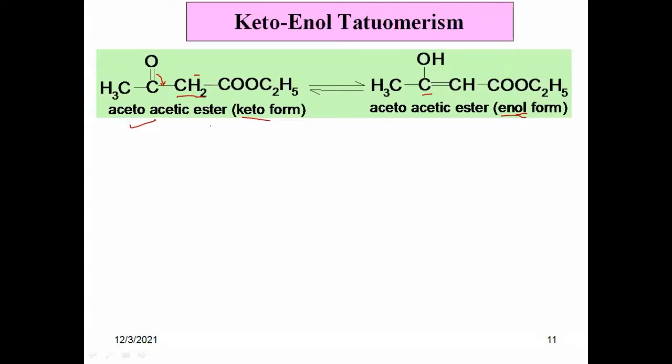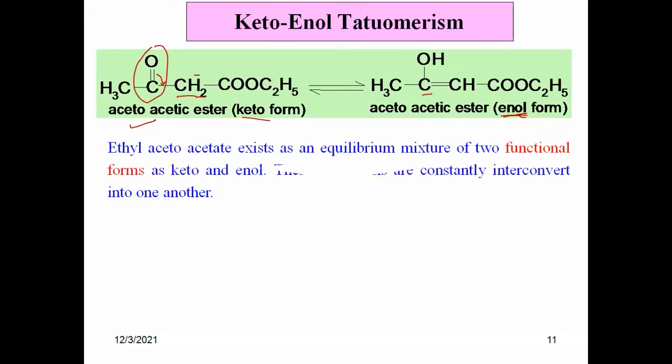Here, the first form is called keto and the second form is called enol. In the keto form, there is a carbonyl group, a keto group, while in the enol form, the OH group is directly attached to the double bonded carbon. Hence, it is called the enol form. Okay, this is just about keto-enol tautomerism. Actually, ethyl acetoacetate exists as an equilibrium mixture of these two functional forms. One is keto and the second is enol.